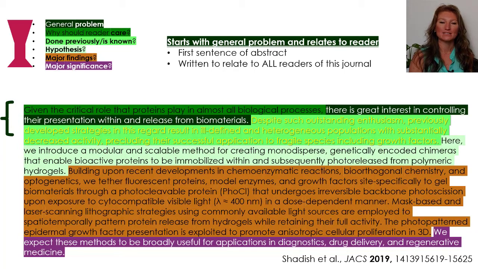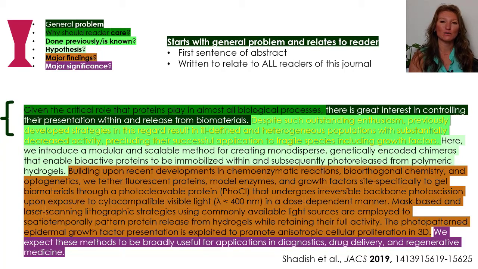So the next thing then to note, we'll just start at the beginning of the abstract and work our way down, is that you do have this first sentence that indicates an overall major problem and relates it to the reader. So remember that I said that this journal was JACS. So this is a chemistry-based journal. That means that most of the readers are going to be very comfortable with chemistry-based topics, but this particular abstract is maybe not quite so chemistry-heavy as a lot of things you'll find in JACS.